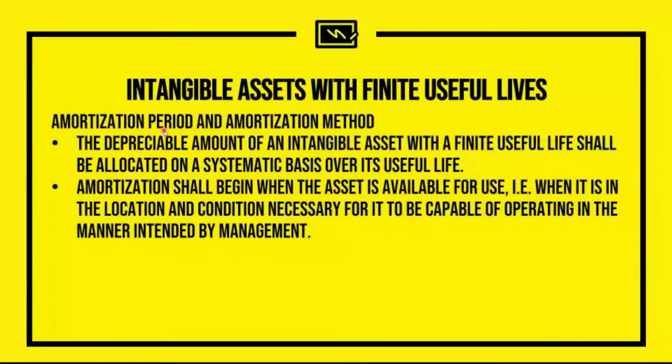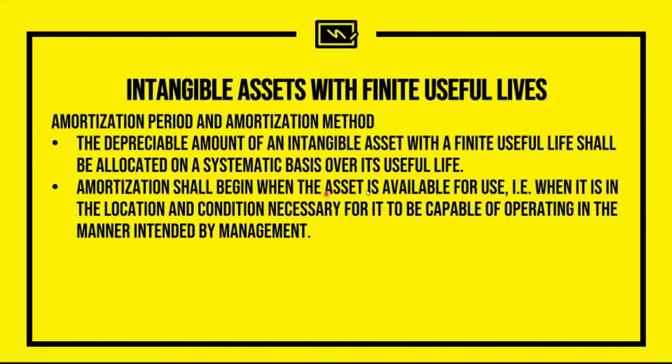So with that, since we are talking about intangible assets, amortizations, useful life, or impairment losses, we need to focus on the two basic types of intangible assets, which are intangible assets with finite useful lives and intangible assets with indefinite useful lives. So let us first start with intangible assets with finite, okay? Or with limited useful life. Okay? So basic concept for amortization period and amortization method. So the depreciable amount of an intangible asset with a finite useful life shall be allocated on a systematic basis over its useful life.